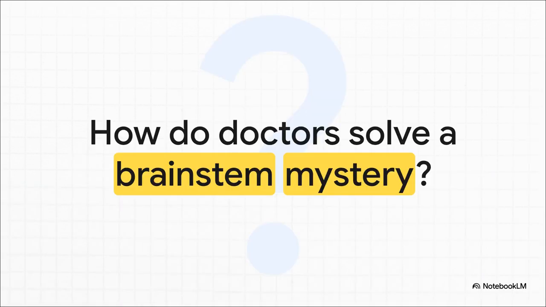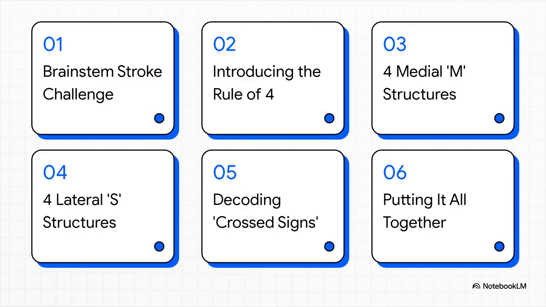So, think about it. How do you solve a mystery that's happening inside a space that's smaller than your thumb but is packed with the most critical wiring in your entire body? The brainstem is basically the superhighway for information between your brain and everything else. So when a lesion happens here, it can be devastating, and pinpointing the exact spot, well, that's a massive diagnostic challenge. Here's our game plan for how we're going to tackle this.